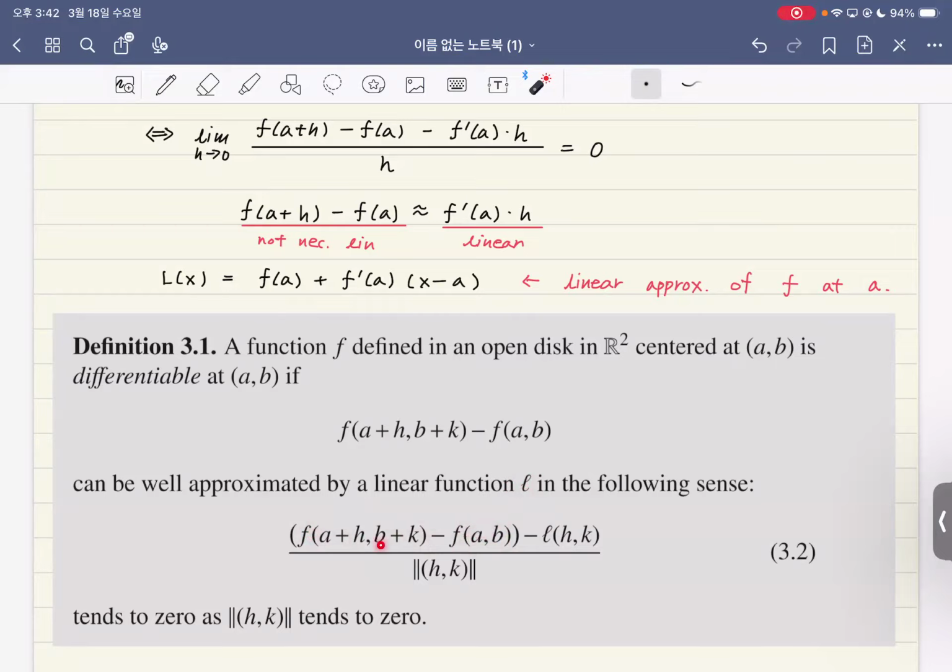And this function is what? This function is a function from R2 to R, right? Therefore, this L must have the same domain and codomain just as this guy, right? So L is a linear function from R2 to R. And if you can find such a nice linear function so that everything is tending to 0 as the length of this vector is tending to 0, then finally we can say our function is differentiable at this point. So can you see the similarity between these two? Yeah, I hope you do.